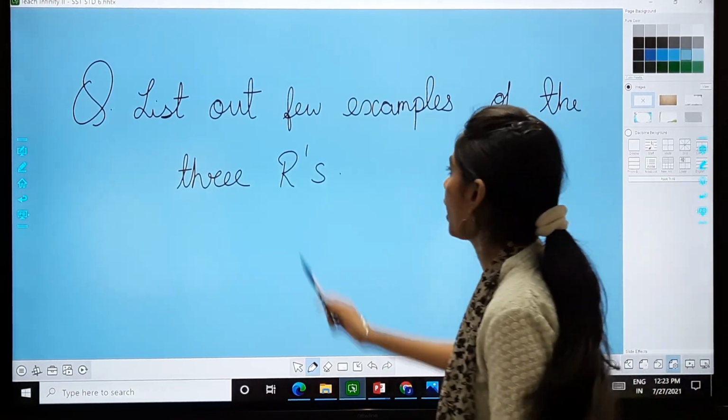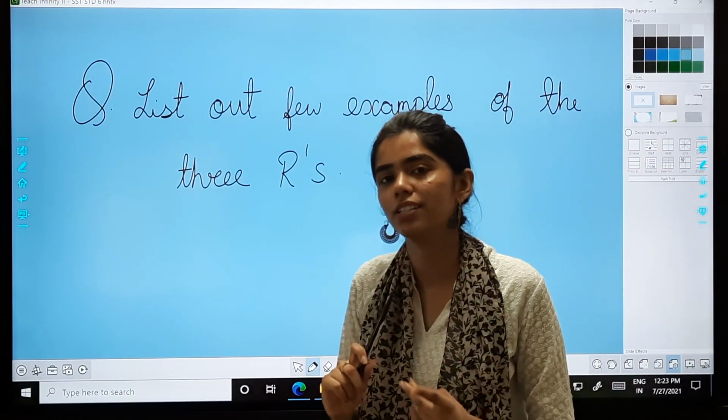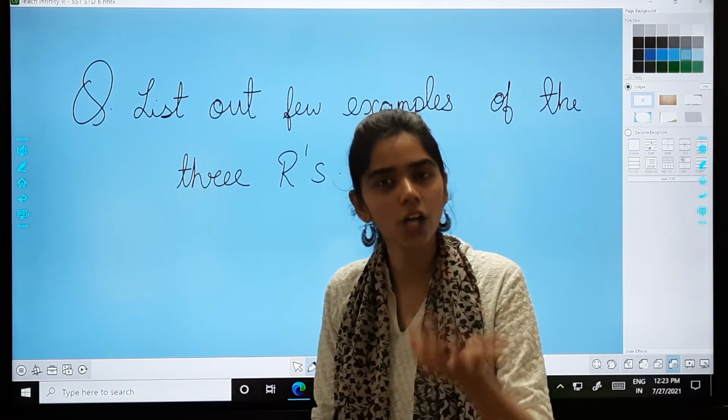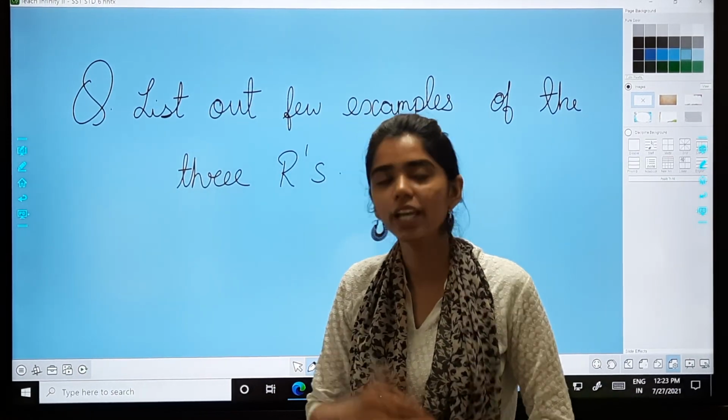You just have to write what? List out a few examples of the 3 R's. Okay, that is reduce, recycle and reuse. List out more examples of it and write it in your notebook. Okay, so this is it for now.